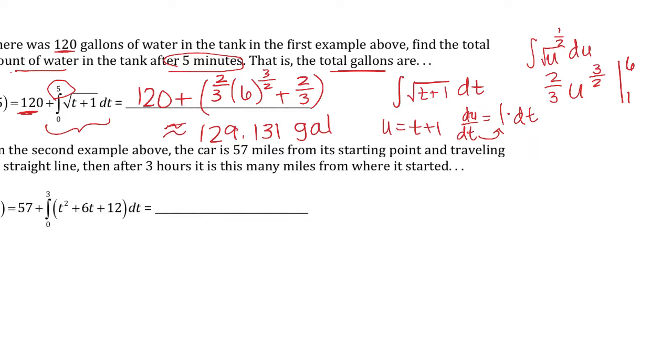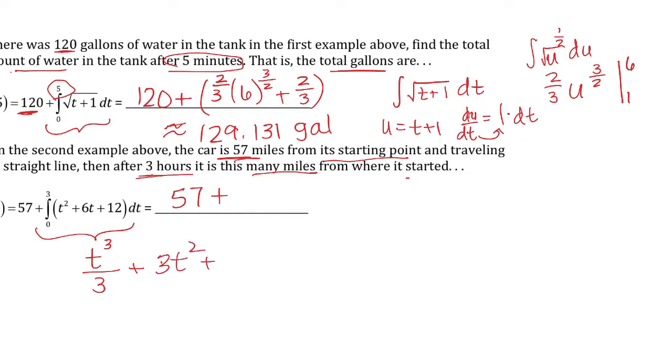Now for our second example, same idea, but we're going to say that a car is 57 miles from its starting point, and then it's going to travel for 3 hours. Now how many miles is it from where they started? So we're going to have 57 plus, and then we need to integrate and find this value. So when we integrate, remember that is t cubed over 3. That's going to give us 3t squared plus 12t. And again, we are integrating from 0 to 3.